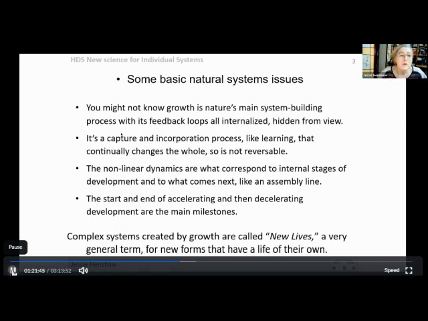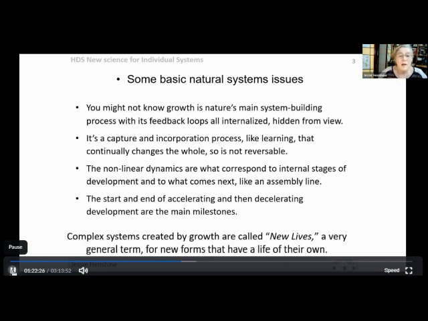Some basic natural systems issues. You might not know growth is nature's main system building process, with its feedback loops all internalized, hidden from view. But that's the case. It's a capture and incorporation process, growth is. Like learning, that continually changes the whole system, so it's not reversible. That's the case for any growth system. It starts as a whole and it develops as a whole, which is one of its greatest fascinations too, of course.